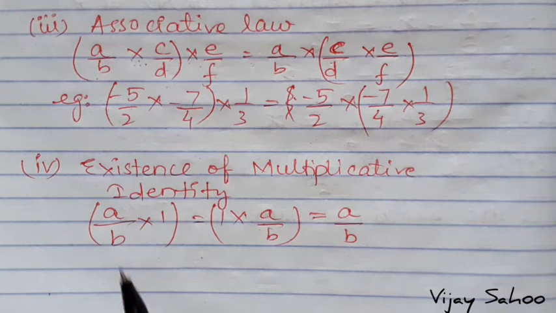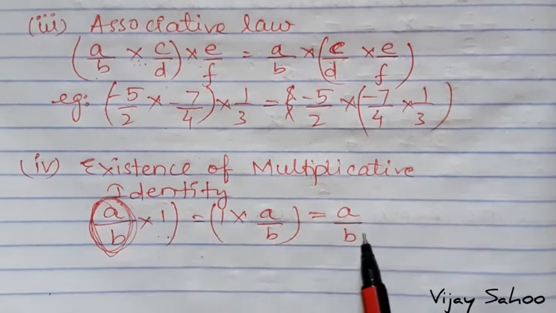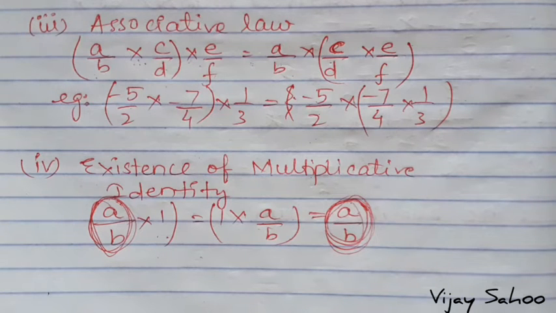That if we take a rational number a by b, and if we multiply it by 1, we are always going to get the same rational number. So 1 is called the multiplicative identity for the rational numbers. It means a number which on multiplying by the rational numbers gives the same rational number will be considered a multiplicative identity. So in each and every rational number you will always find that 1 is the multiplicative identity for rational numbers.